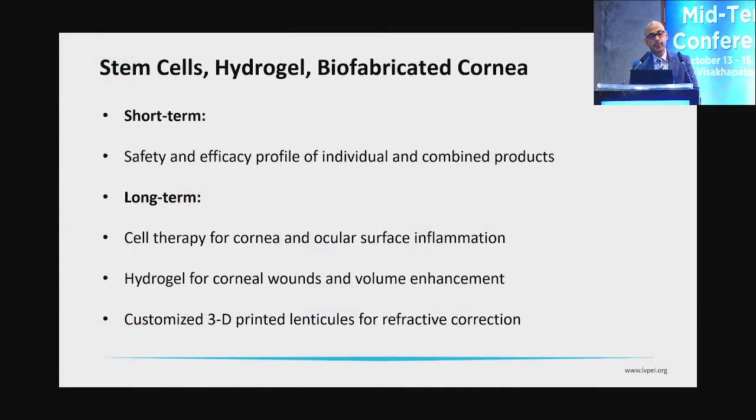So in the short term, we are looking at the safety and efficacy profile of the individual and combined products. In the long term, and this is around the corner, in the very near future, you will have cell therapy for corneal and ocular surface inflammation, which is just using the stem cells and applying them with glue or injecting them on the ocular surface or into the eye. You will also have hydrogels for corneal wound healing, where you will be able to use them just like a glue patch to seal perforations, to treat wounds, lacerations, and you will also have customized 3D printed lenticules not only for transplantation but possibly also for refractive correction and refractive surgery.